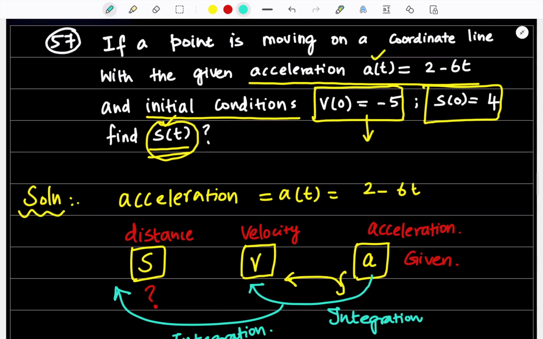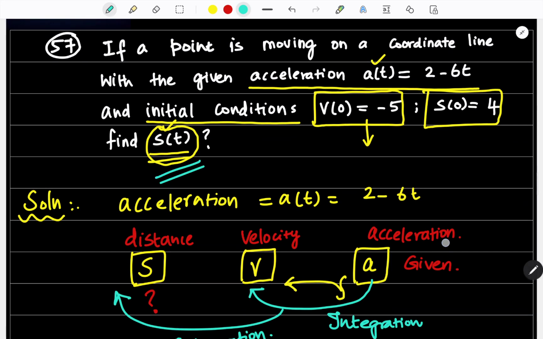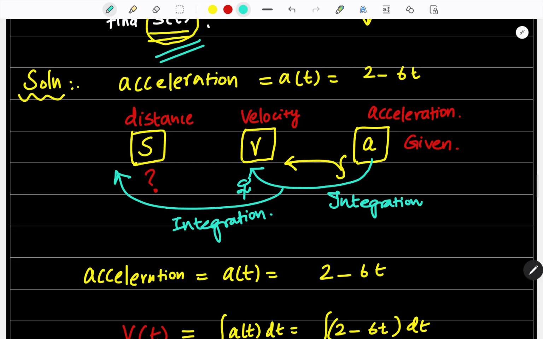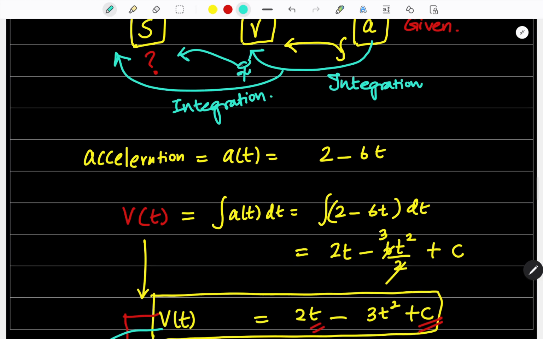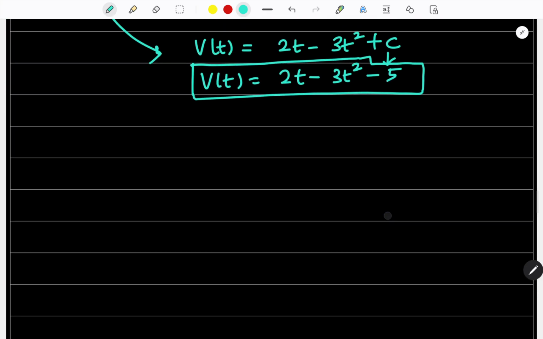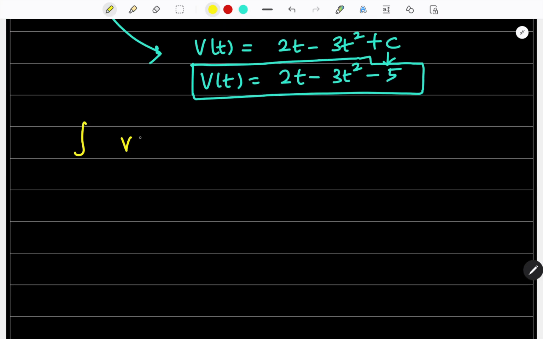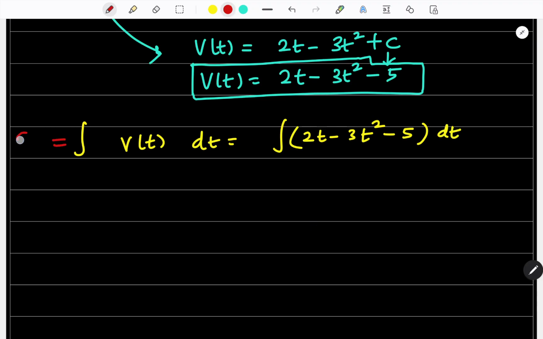What is our question? Our question is to find S of t. So again you see, we are now here, right? V of t. We want to get S. So one more time we are going to what? Integrate. Keep in your mind. So before I was here, now I'm here. One more time I'm going to integrate. So the integral of V of t dt is equal to the integral of 2t minus 3t square minus 5 times dt. Okay, so this equals what? S of t. This is the one we need.